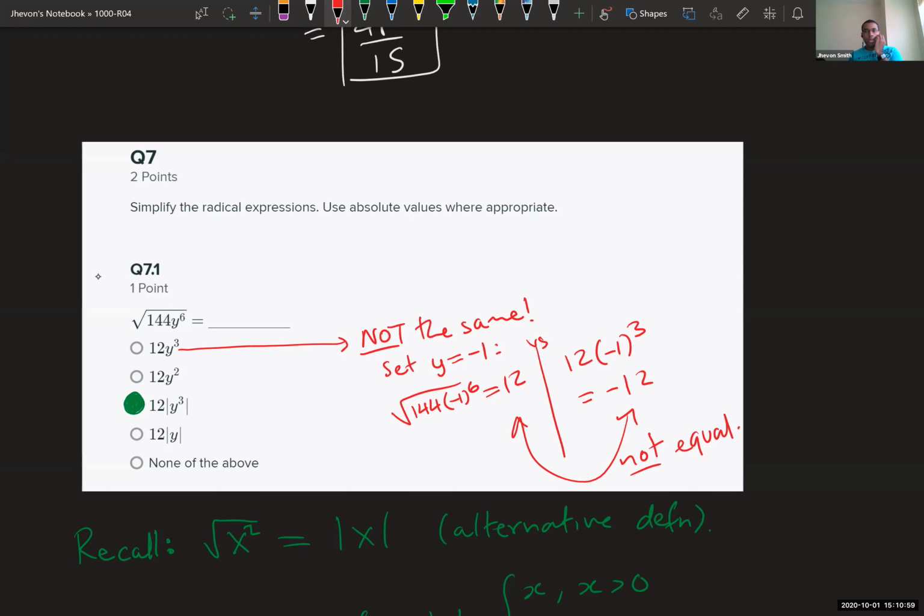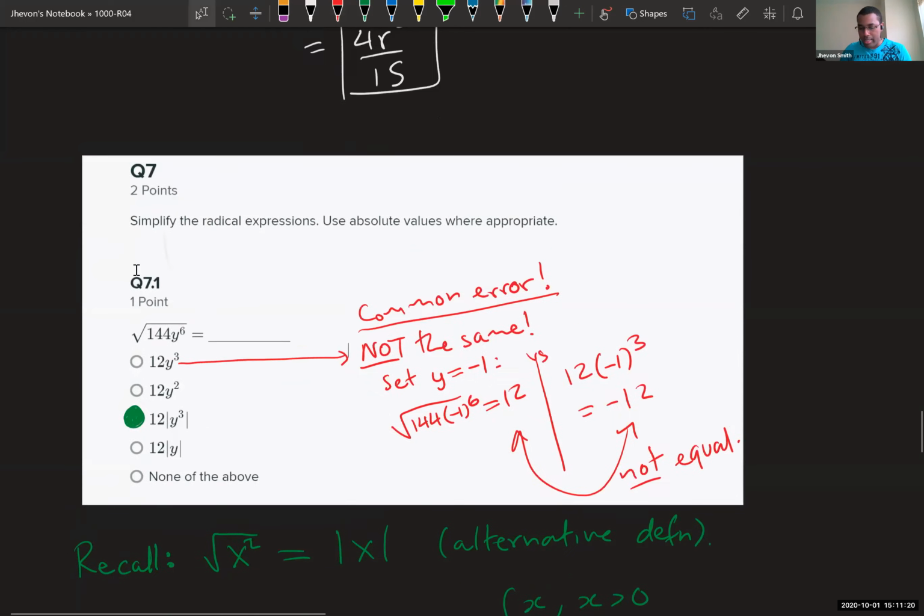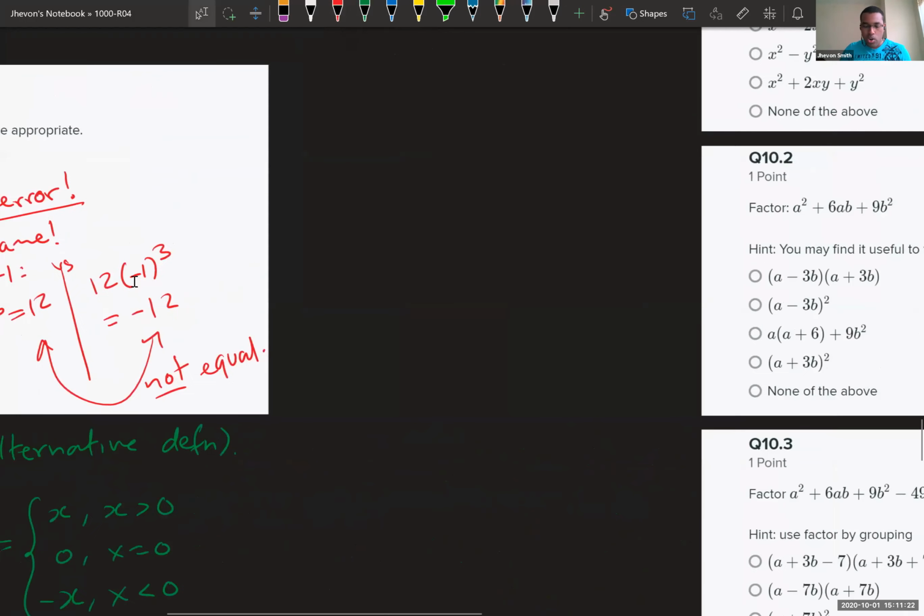Right? But that is a common error. And it's because students often forget that the even root of something raised to an even power is equivalent to an absolute value being there. And yeah, so that was something that was discussed in class. I just wanted to make sure that you guys are aware of that.